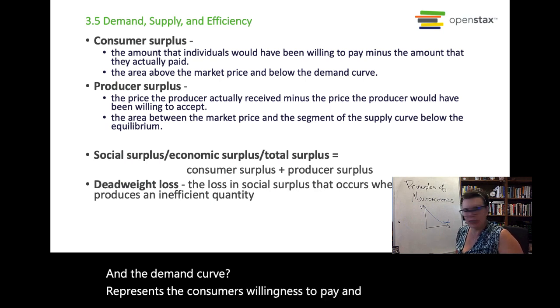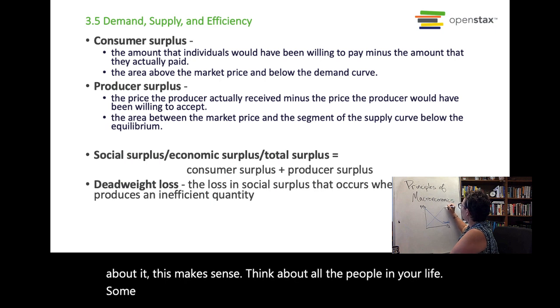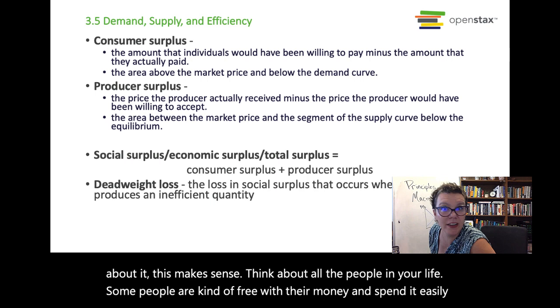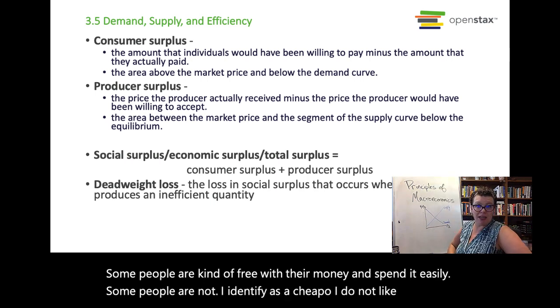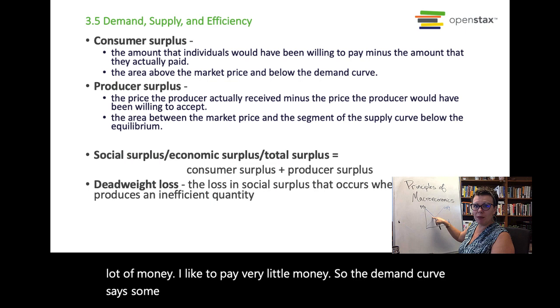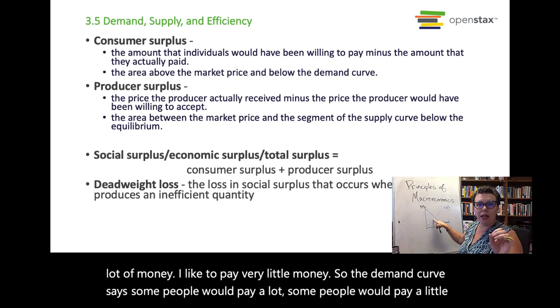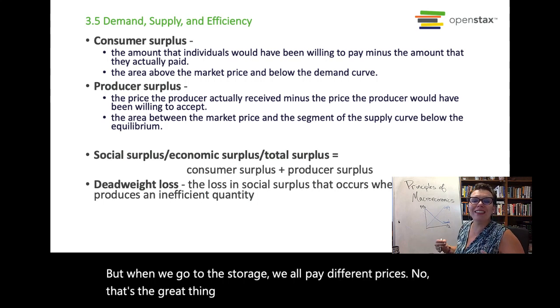And if you think about it, this makes sense. Think about all the people you know in your life. Some people are kind of free with their money and spend it easily. Some people are not. I identify as a cheapo. I do not like to pay a lot of money. I like to pay very little money. So the demand curve says, yeah, some people would pay a lot, some people would pay a little. But when we go to the store, do we all pay different prices? No, that's the great thing about a market. We all pay the same price.